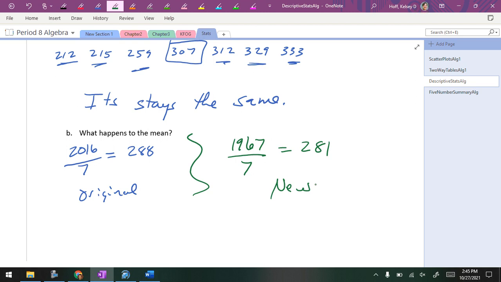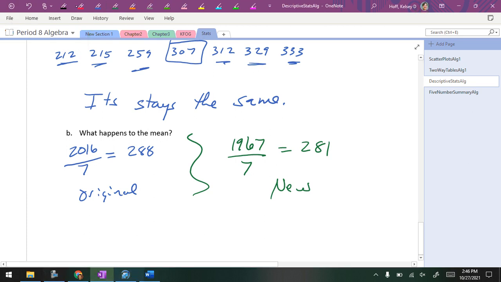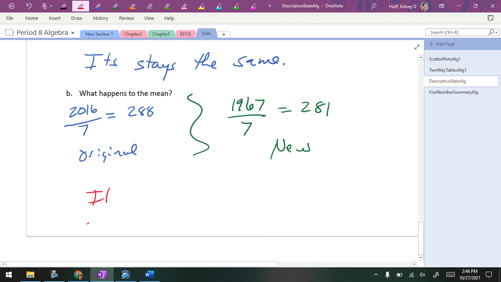What's your original mean? 288? I got 288. You didn't divide it. You gotta divide. What's your new mean? 281. Very good. So what happened to it? It got smaller by, yeah, I think it's going to ask you by how much. It got smaller or decreased by 7 points or 7 students or whatever the case is.